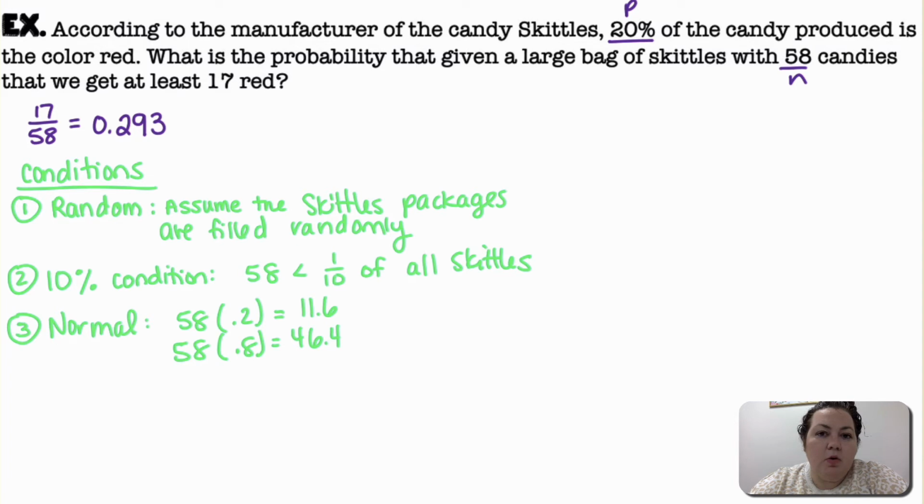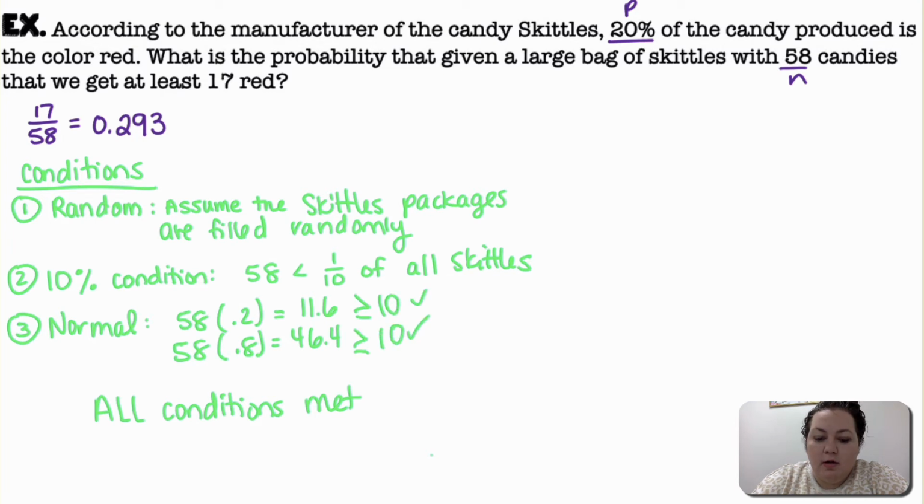And my normal condition when I'm working with proportions is n times p has to be greater than or equal to 10. So 58 times probability of success 0.2 is 11.6, which is greater than or equal to 10. And 58 times 0.8 is 46.4, which is greater than or equal to 10. I would want to make sure I put greater than or equal to 10, check, greater than or equal to 10, check. All right, so all conditions are met.